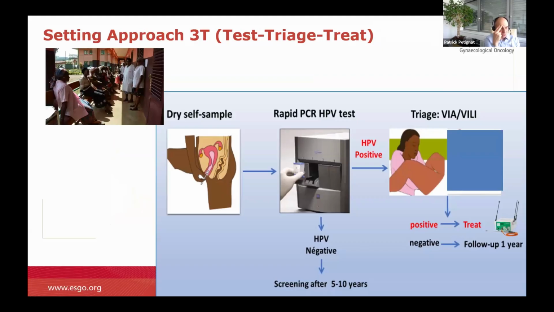This is our approach that we have used for 5 years now. It is 3T, for test, triage, and treat. First, we do the counseling. After that we do self-sampling and a rapid PCR HPV test. As you know, 80% of women are negative, and you can do reassurance and screening in 5 years. For those who are HPV positive, we do VIA just to triage those who are positive or negative. If positive, as there is no cytology and no histology, we do immediate treatment.